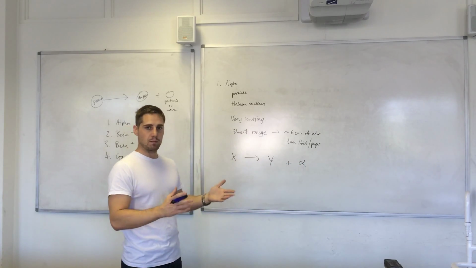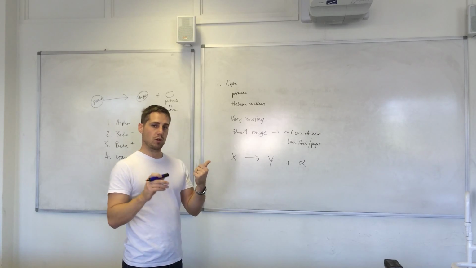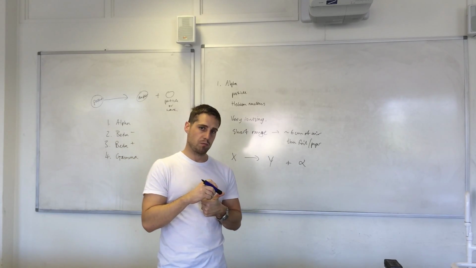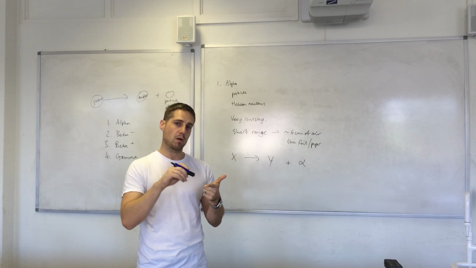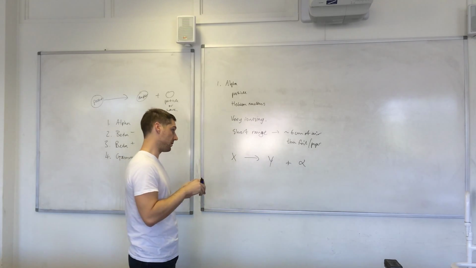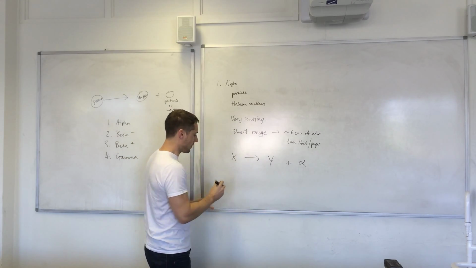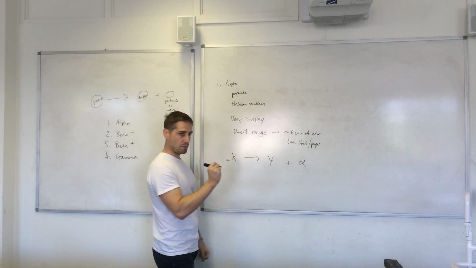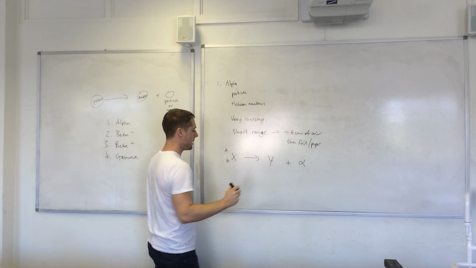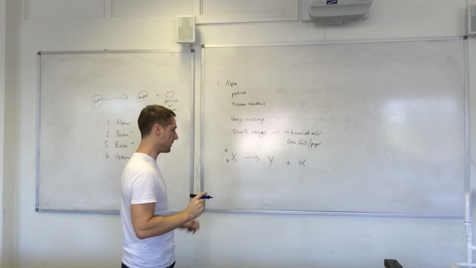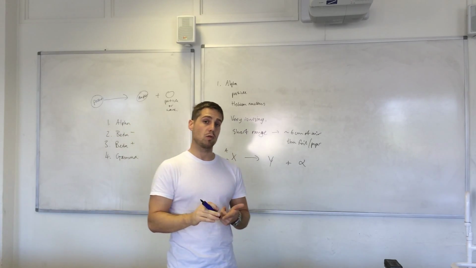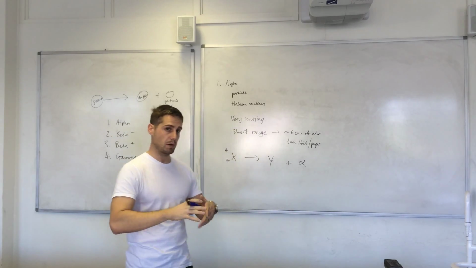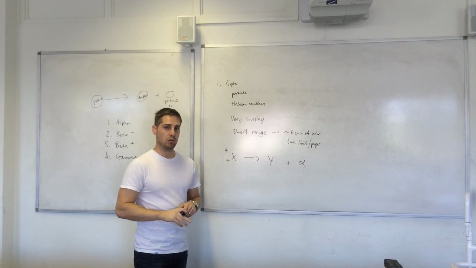Now, we need to have some numbers there to show what's happening with the number of protons and then the number of neutrons and protons. So what we would do is we'd have Z here for the proton number, A for the nucleon number. A nucleon is a proton or a neutron. Both are collectively called nucleons.